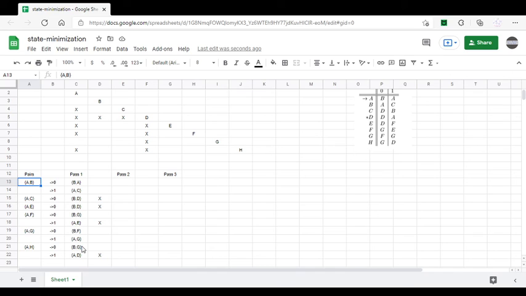Do it again a second time if there are changes in the first pass. If there are changes, then you do it again a third time. If there are no changes in any of the passes, then you're done. So I really hope that this helped clear up how to do the table filling algorithm.